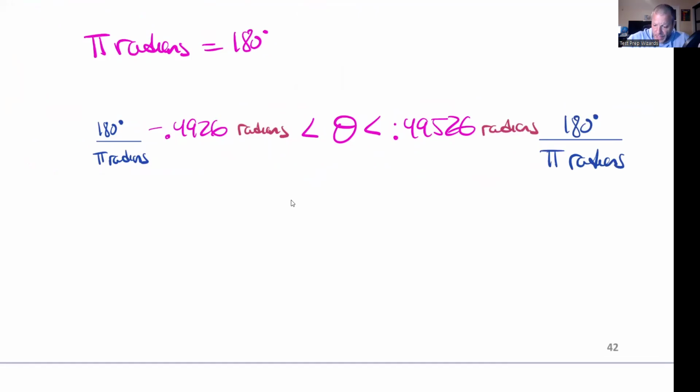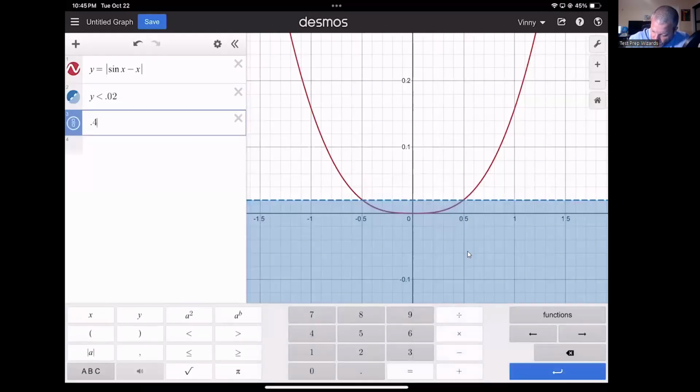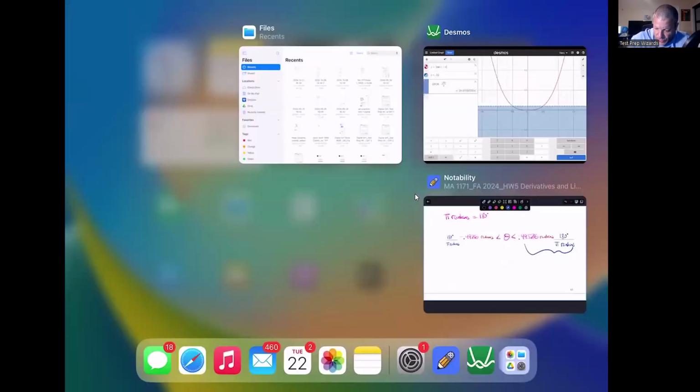So what we want to find is what this is equal to. 0.49526 times 180 divided by pi. So we could do that pretty easily. 0.49526 times 180. Then we're going to divide this whole thing by pi. So that gives us about 28.37 degrees. Right? And so because it's symmetric, we're going to get 28.37.